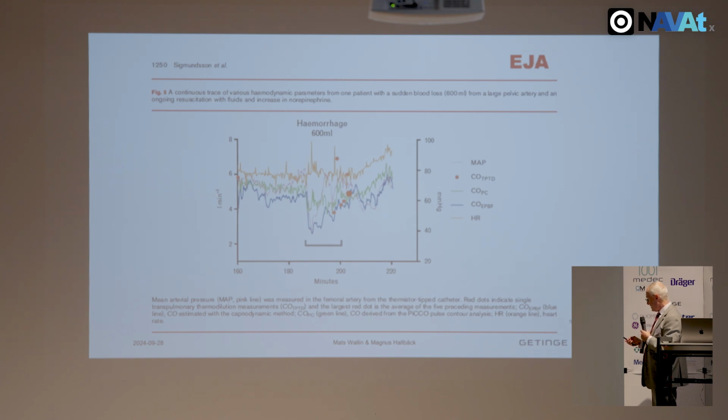This is a trace from one of the patients who actually had a hemorrhage of 600 mils. A pelvic artery was ruptured during the procedure. We can see that mean arterial pressure dropped promptly, and the effective pulmonary blood flow also followed this pattern, but the pulse contour analysis didn't react as much as the other parameters did. So the question was: was there something wrong with the pulse contour, or was there something wrong with our method?